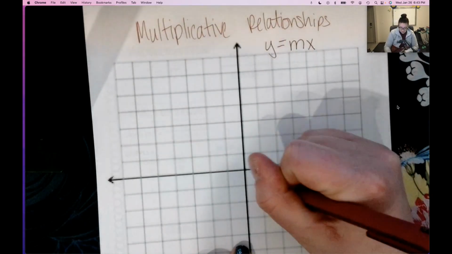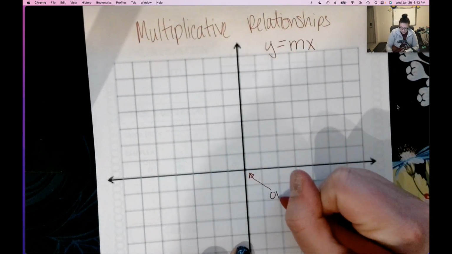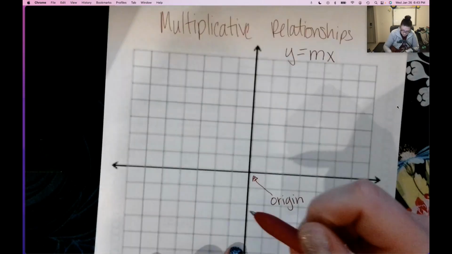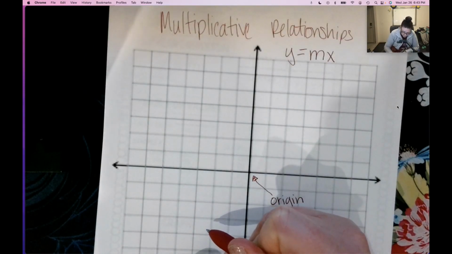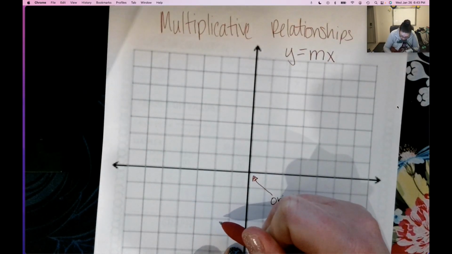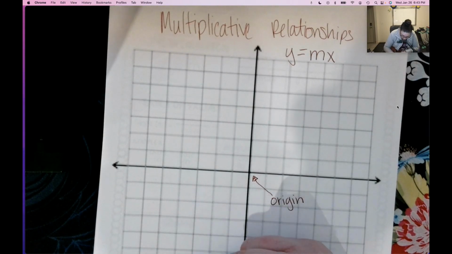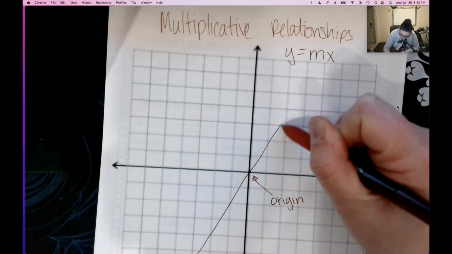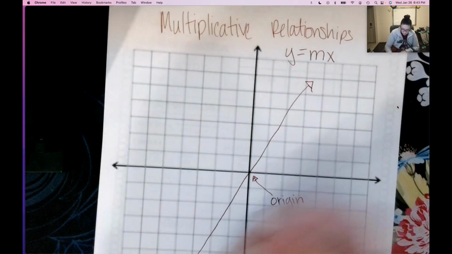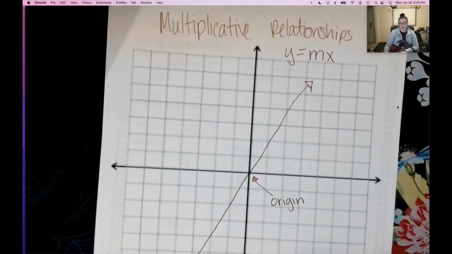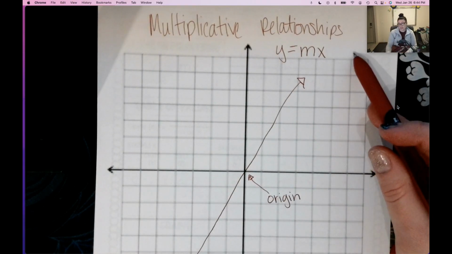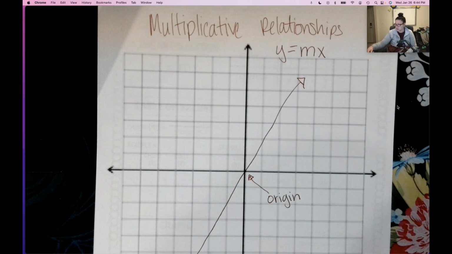In case you forget, the origin is that point right there on my graph. Multiplicative relationships go through that point. So my line would look something like this, where my line goes through the origin. My line goes through the origin because I'm not adding or subtracting anything. I'm just multiplying times things.